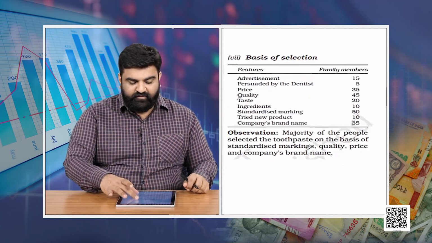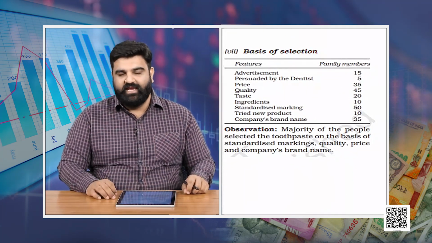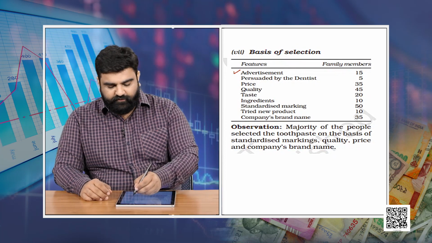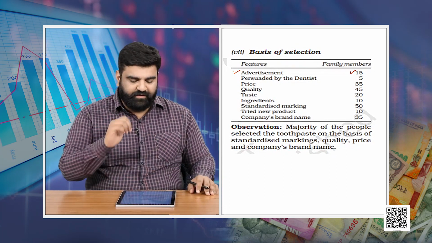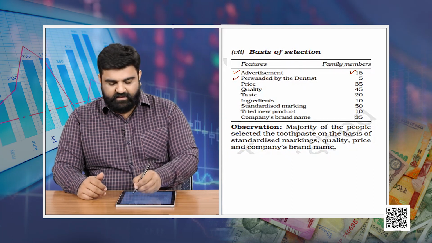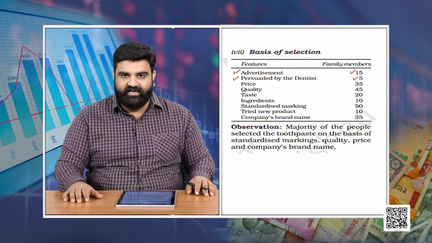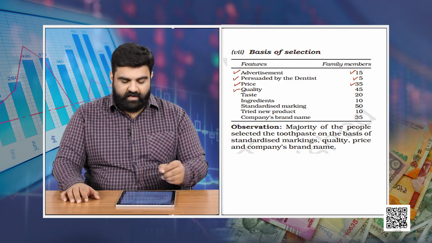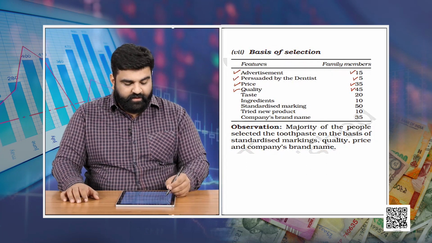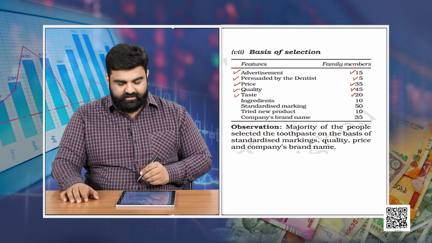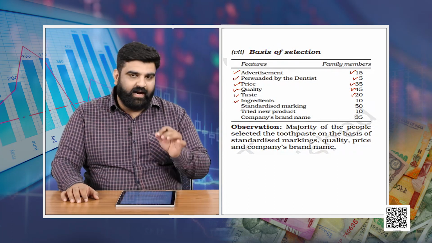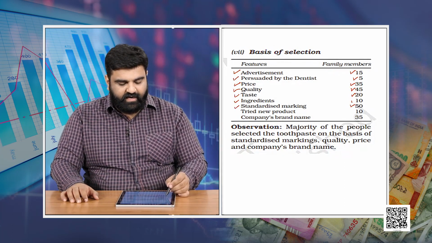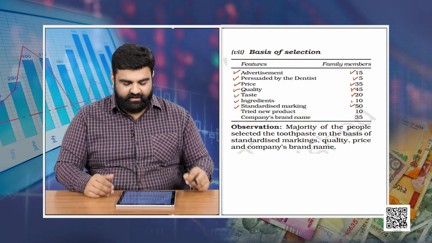Now, we have the basis of selection, that is, how do people select a toothpaste. So, there are advertisements. 15 members were persuaded by advertisements. Then by the dentist, there were around 5 family members who were persuaded by the dentist. Price attracted 35 households. Similarly, quality attracted 45 members. Taste attracted 20 members. 10 members were actually attracted by the ingredients. There were 50 members who were attracted by the standardized marketing techniques.